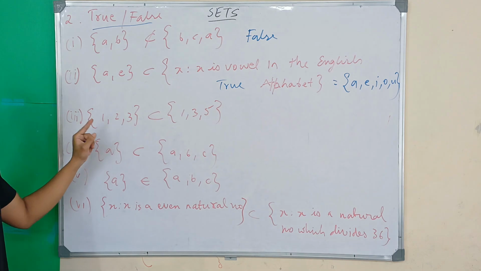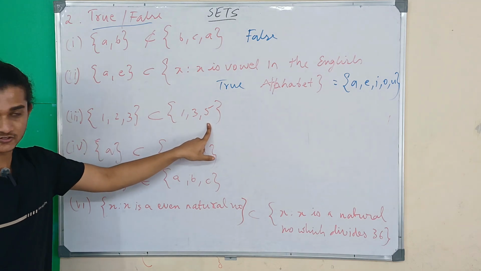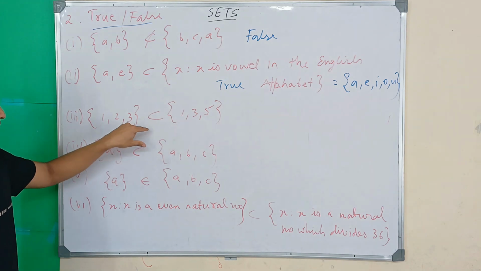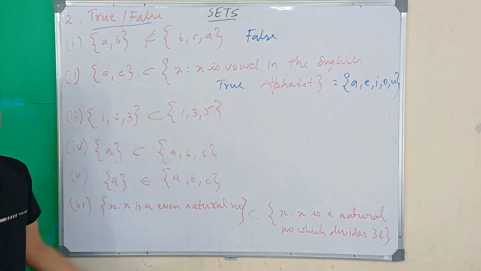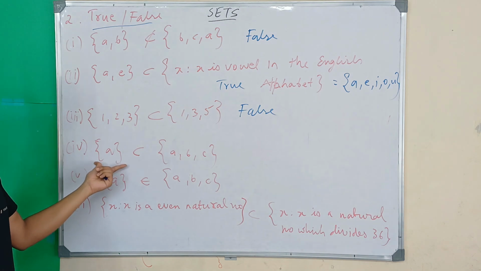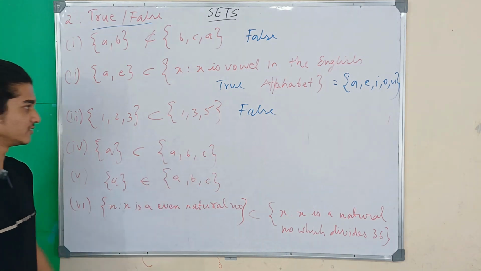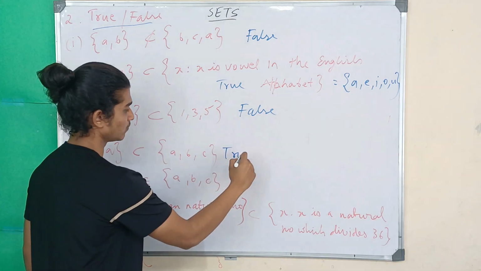Third one is 1, 2, 3 is a subset of 1, 3, 5. Of course it's wrong, because yes, 1 is there, 3 is there, but 2 is not there, which means this statement is false. Now the fourth one, they're saying A is a subset of ABC. Is A there in this set? Yes, it's there, which means I can say it is true.